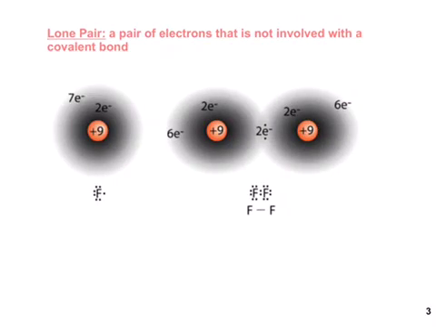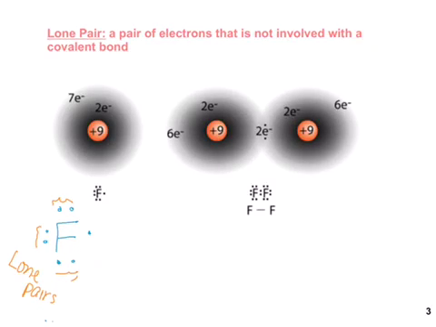Lone pairs of electrons are a pair of electrons that are not actually involved with the covalent bond. So for fluorine, when we have 7 valence electrons in its dot diagram, 1, 2, 3, 4, 5, 6, 7, the electrons on this side and this side are already paired up, so they can't be involved in the bonding, and so we call those the lone pairs.